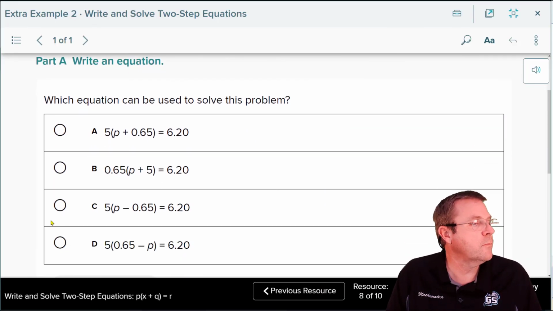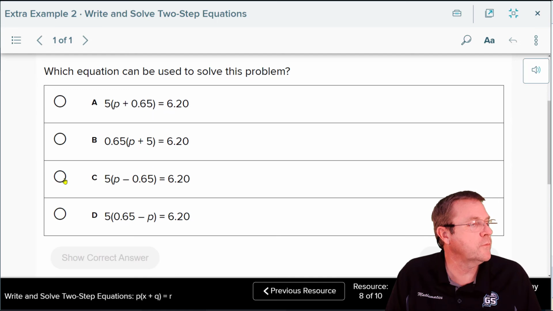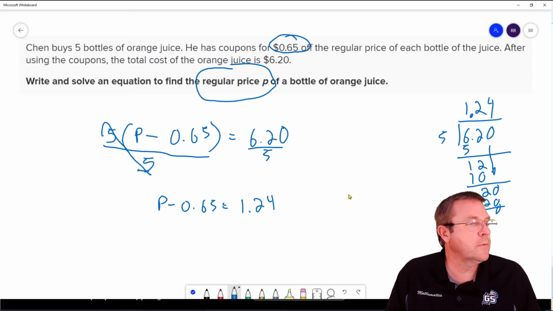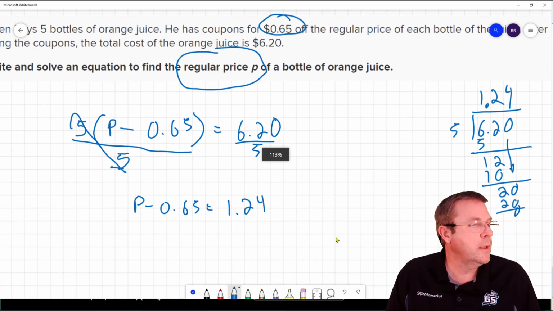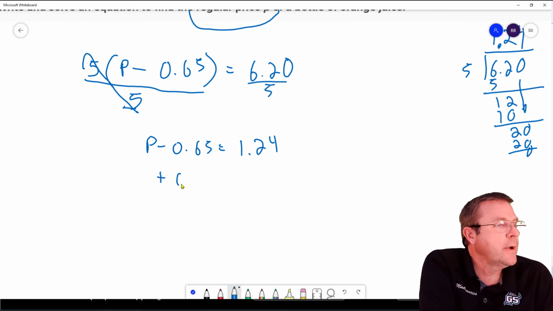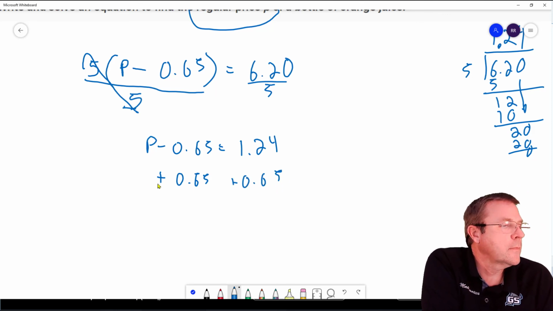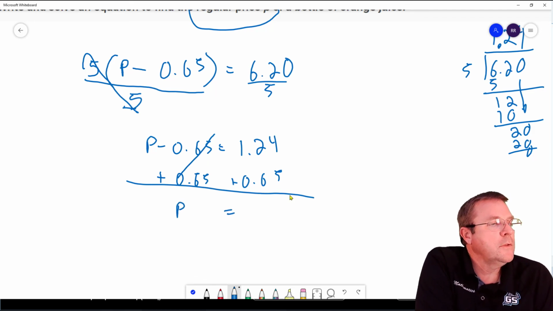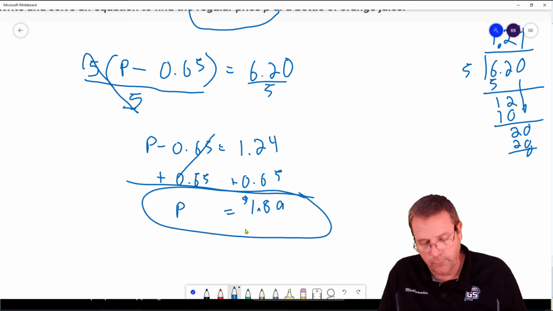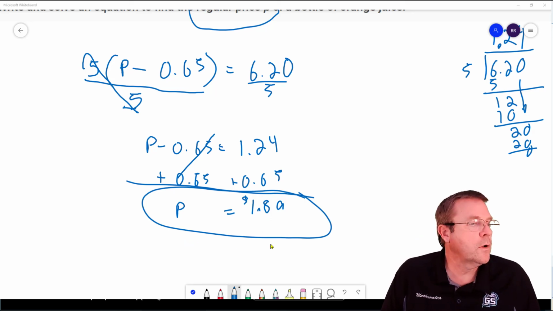Now I do need to jump back over and actually pick the first part of my answer, which was 5 times the price of the orange juice minus 65 cents equals $6.20. That's going to be there. And I'm going to finish up my problem now by solving the rest of it. I'm going to undo addition and subtraction by adding 65 cents to both sides. When we do that, they zero out here on the left, so I'm going to put a line through it, P is equal to, that can become a 9, an 8, and a 1. So the cost for each bottle of orange juice before the discount was $1.89.